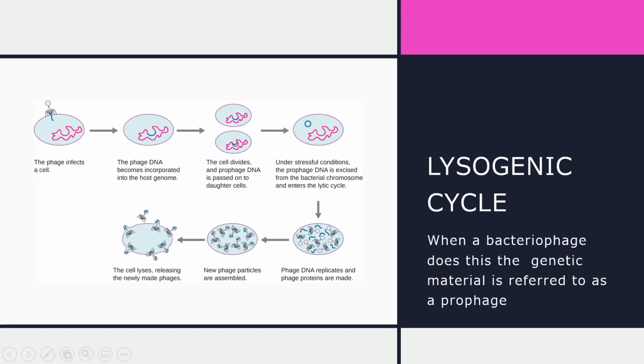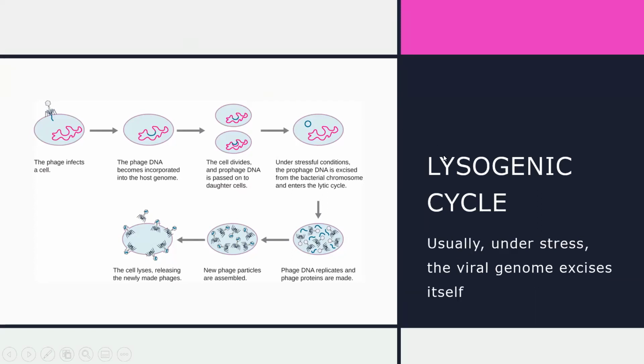Now, when that bacteria, like in this case, if it's a bacteriophage, the genetic material, when inserted in the host, is called a prophage. So that's just a term you may see. Now, under stressful conditions, the viral genome is excised, so it's removed. And then it basically just enters into the lytic cycle, right? So you're going to hijack the host machinery to replicate the genome and make new virus particles, eventually leading to lysis.